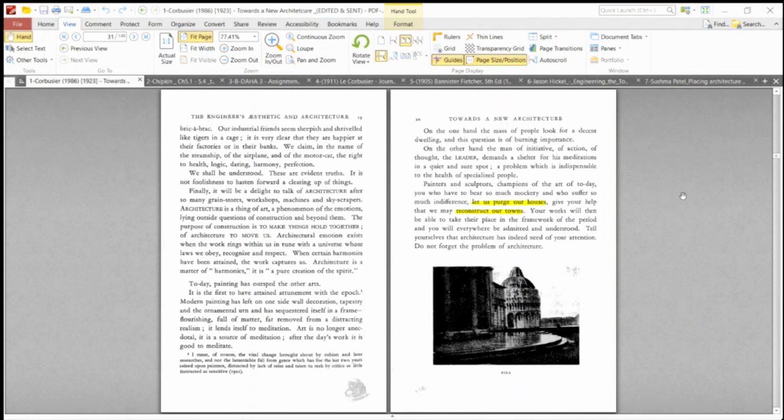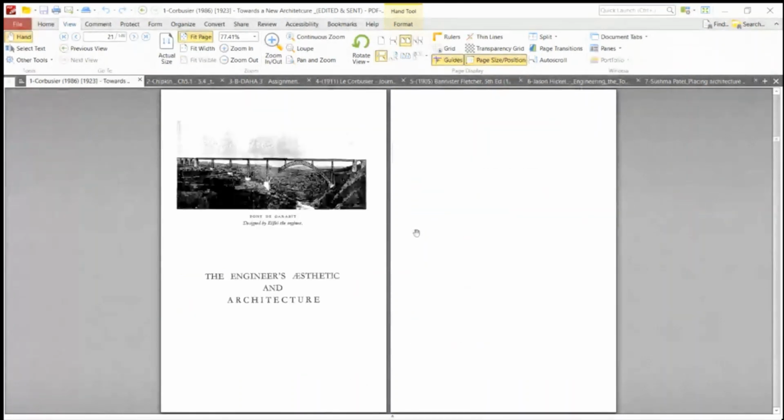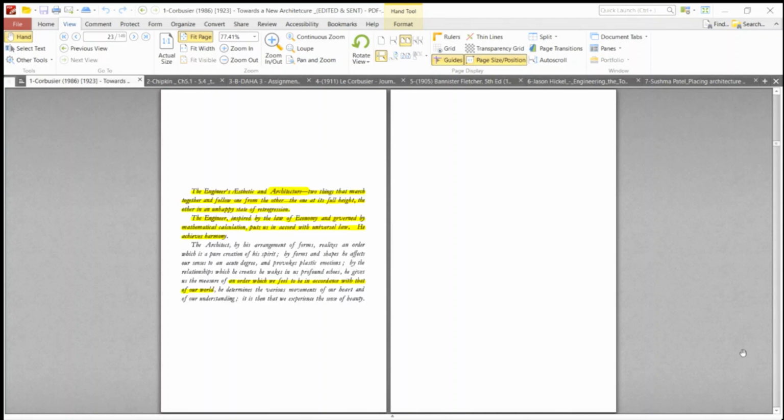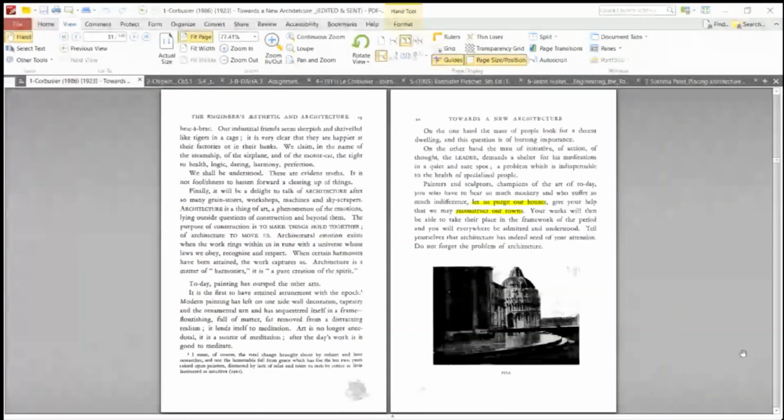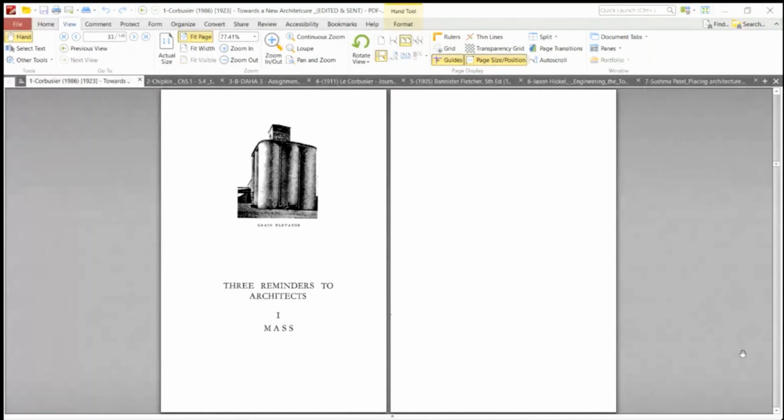So he opens by telling us that the engineer has an aesthetic. It is in tune with its age, the modern age, science, technology, progress, right? And architects need to wake up, right? This is what he tells us. And then he goes on to show us things that architecture should be inspired by, right? And his book is full of images which he thinks should be the inspiration for a modern architecture, right?